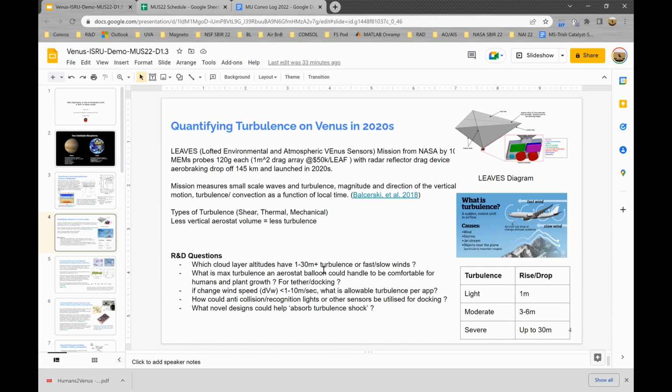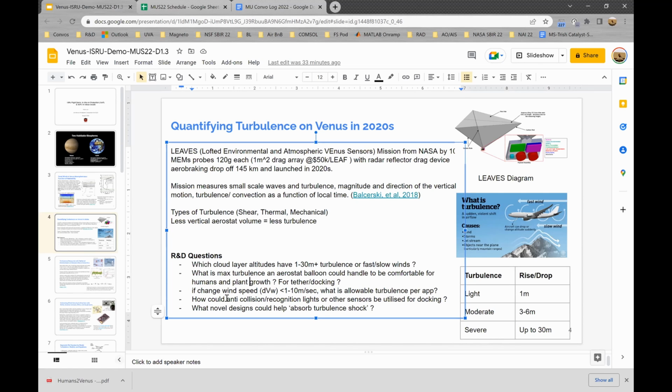So here we've outlined some research questions to really help understand the wind speed, and could anti-collision recognition lights and other sensors be utilized for docking, and then what novel designs could help absorb the turbulent shock?